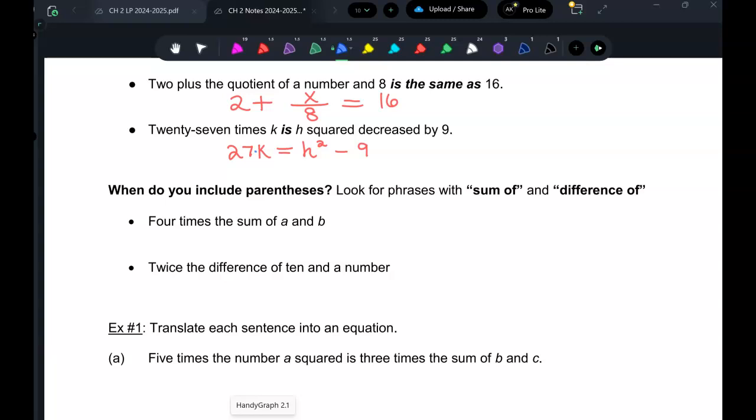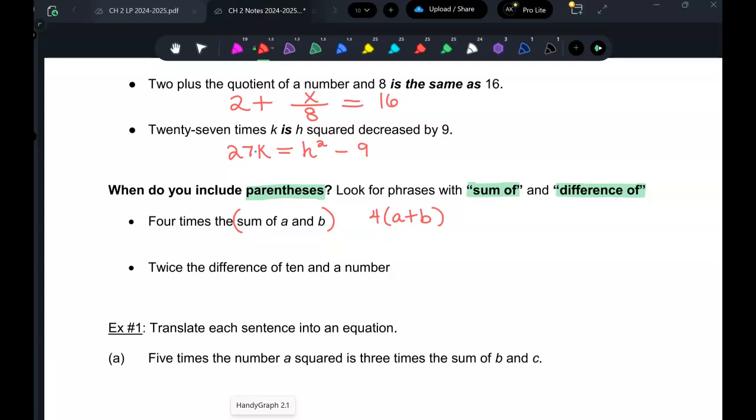Okay, now in this lesson, there's one additional thing. Sometimes we have to include parentheses. When we see sum of or difference of, we're going to put it in parentheses. So if it says 4 times the sum of A and B, it's 4, parentheses, A plus B. But we're not solving anything, okay?